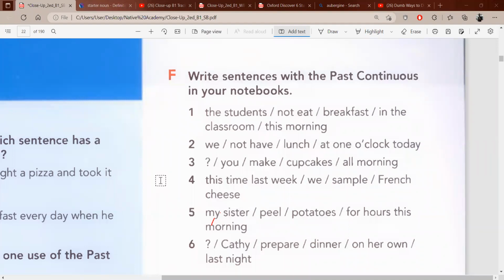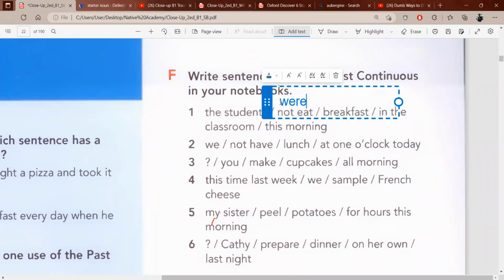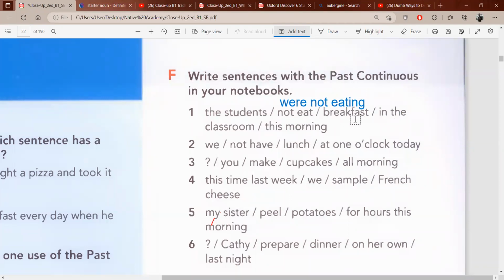The students was not eating breakfast in the classroom this morning. Is that correct يا شباب? The students was not eating. No. Were. We're not eating. The students were not eating breakfast in the classroom this morning.